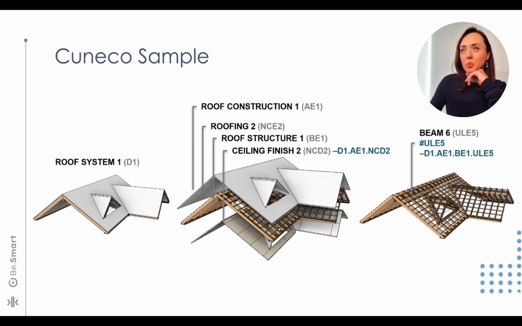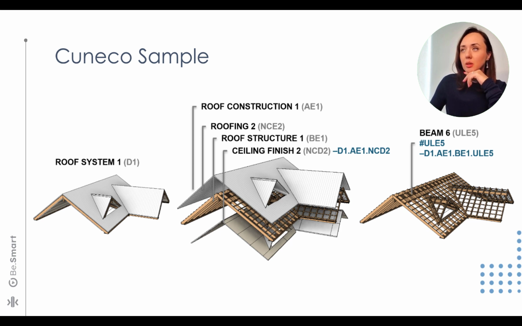And this is an example where the roof system is marked as D1, then it is split into separate layers. So we have here the roof construction, the roofing, roof structure, ceiling finish, and we see that this ceiling finish type is located in that roof construction, and it is located in the D1 roof system. And the dash in the beginning shows a relationship or the location where the element is located.